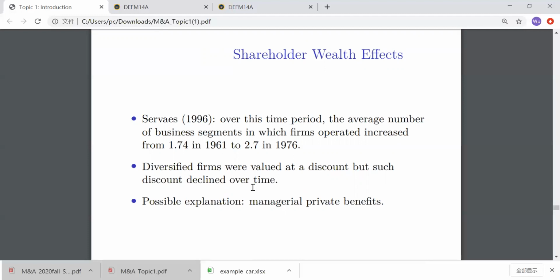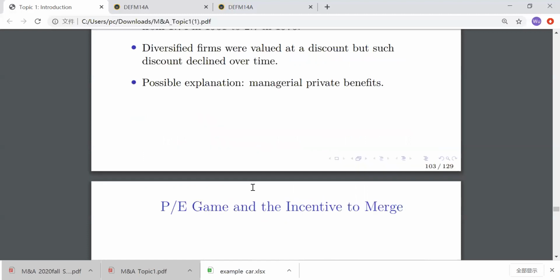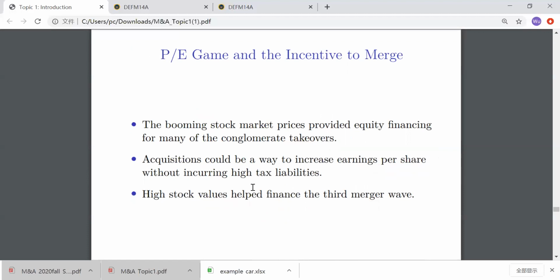One possible explanation for this is that diversified firms or conglomerate mergers are sometimes driven by the private benefits of managers. For example, managers want to build a bigger and bigger firm so that they can receive higher and higher compensation, because usually bigger firms mean managers have to manage more and then receive higher compensation. So that's one of the explanations.